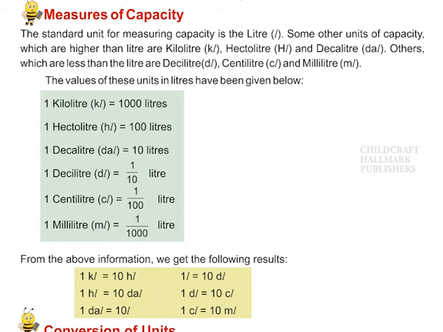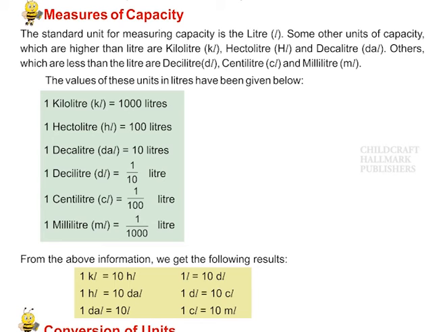Measures of capacity. The standard unit for measuring capacity is the liter. Some other units of capacity which are higher than liter are kiloliter, hectoliter and decaliter. Others which are less than the liter are deciliter, centiliter and milliliter. The values of these units in liters have been given below.